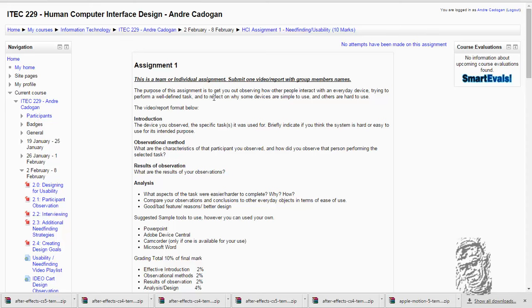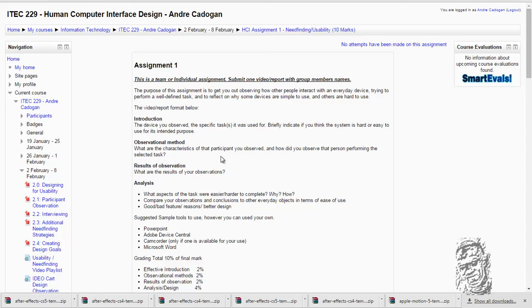The purpose of this assignment is to get you out observing how people interact with everyday devices. Could be applications, tools and software, trying to perform a well-defined task, and to reflect on how some devices are simple while others are very hard to use. So some of the things in the introduction you're going to put in your video presentation are the device you observed and the specific task it was used for. Briefly indicate if the system is hard or easy for the user.